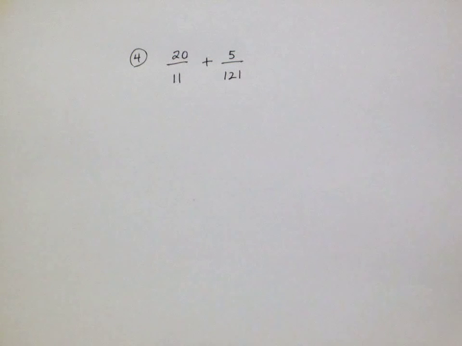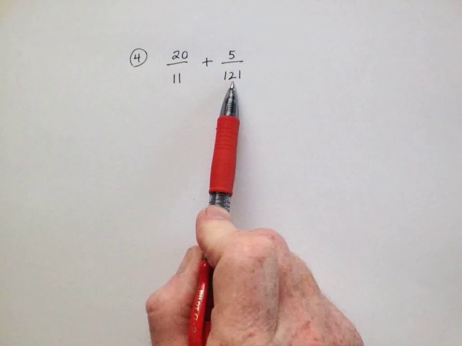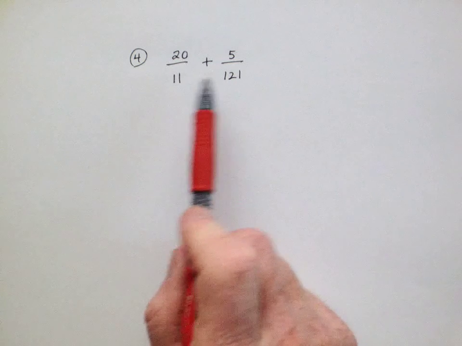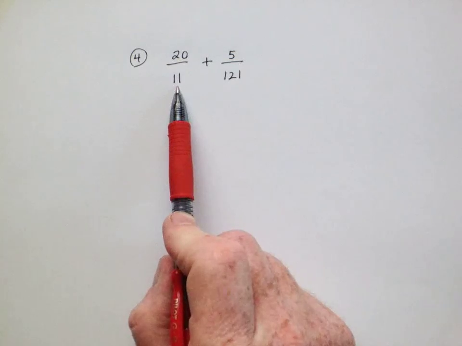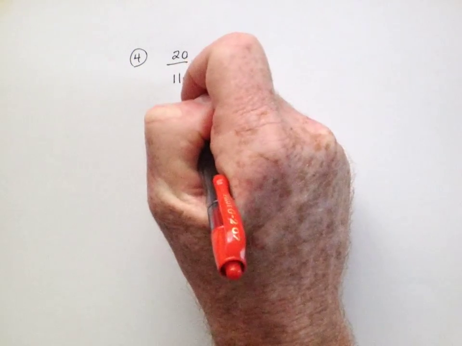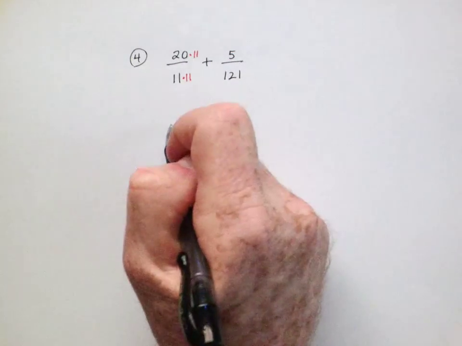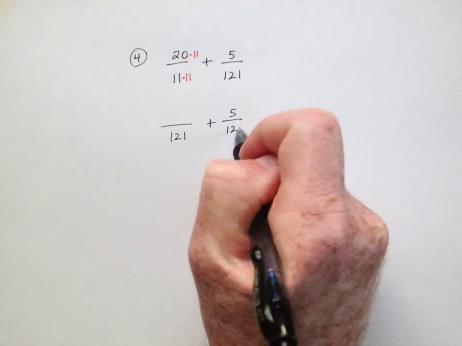So with this one, the least common denominator has to be at least as big as 121. So whatever the big number is for the denominator, the least common denominator is going to be that number or bigger. And then could this be changed to a 121? If you know your 11s, 11 times 11 is 121, so it will work. Multiply this by 11 on the top and the bottom. So it's going to be over 121, and this one's going to be 5 over 121.